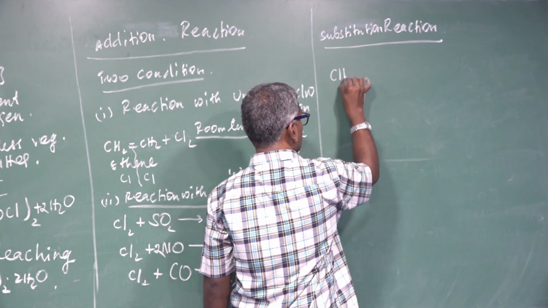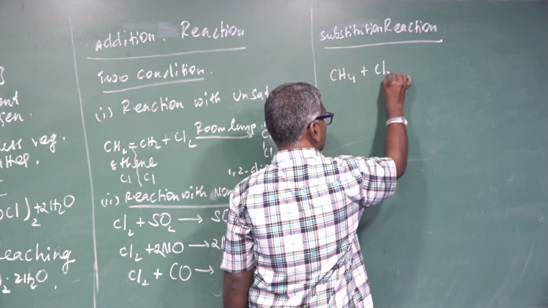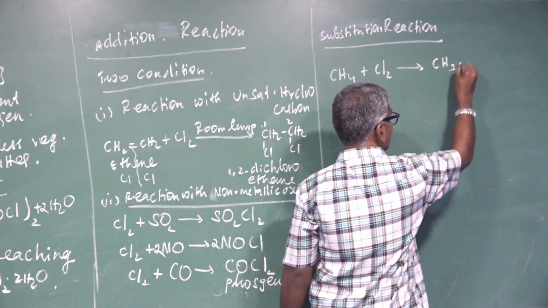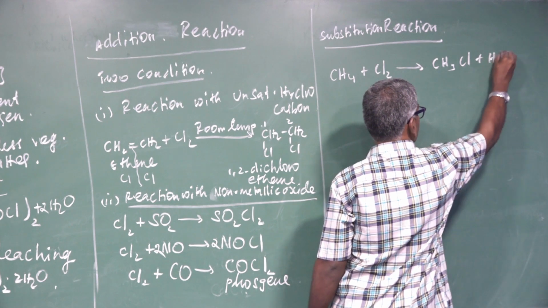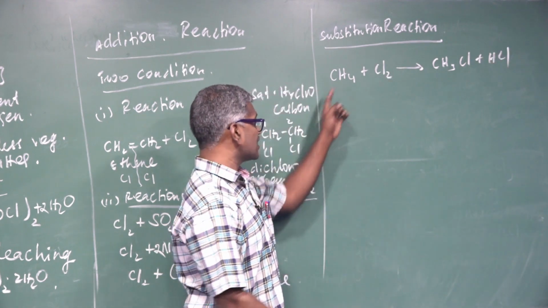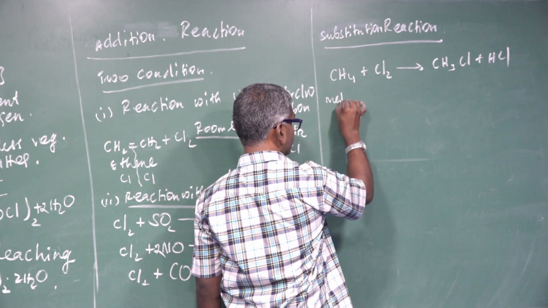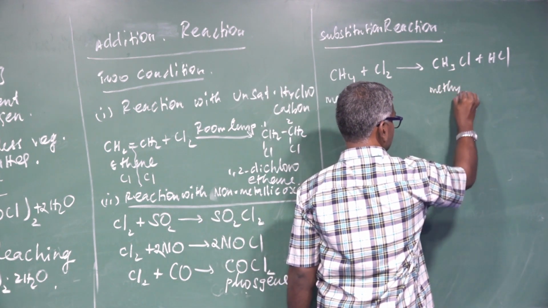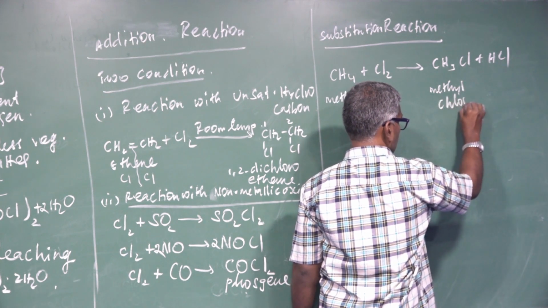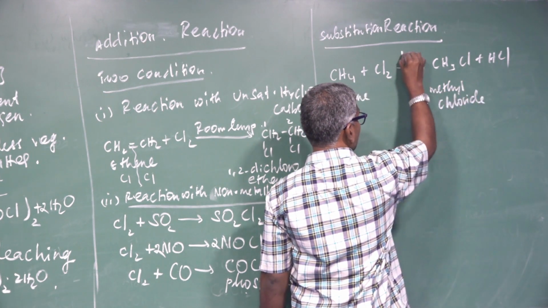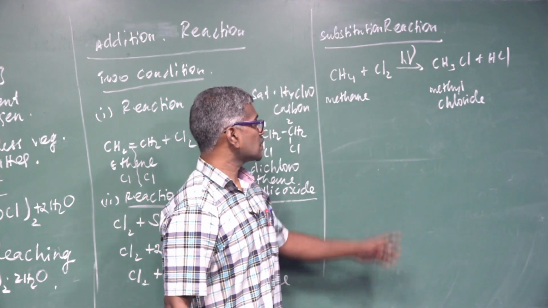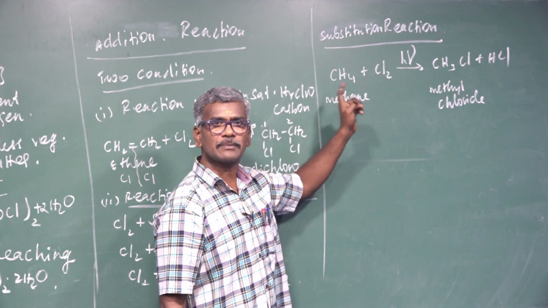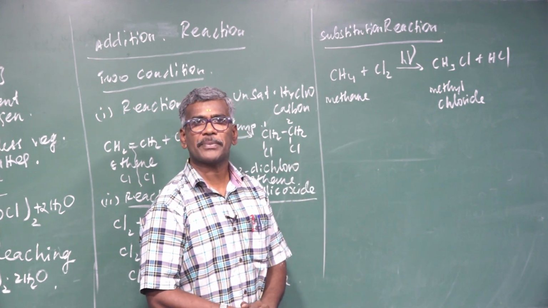For example, CH4 reacts with the chlorine to form CH3Cl and HCl. These are the equation. This name methane. This name methyl chloride. This reaction takes place in the presence of light. So substitution means atoms or group replaced by another atom or group. These are the chemical properties of chlorine.